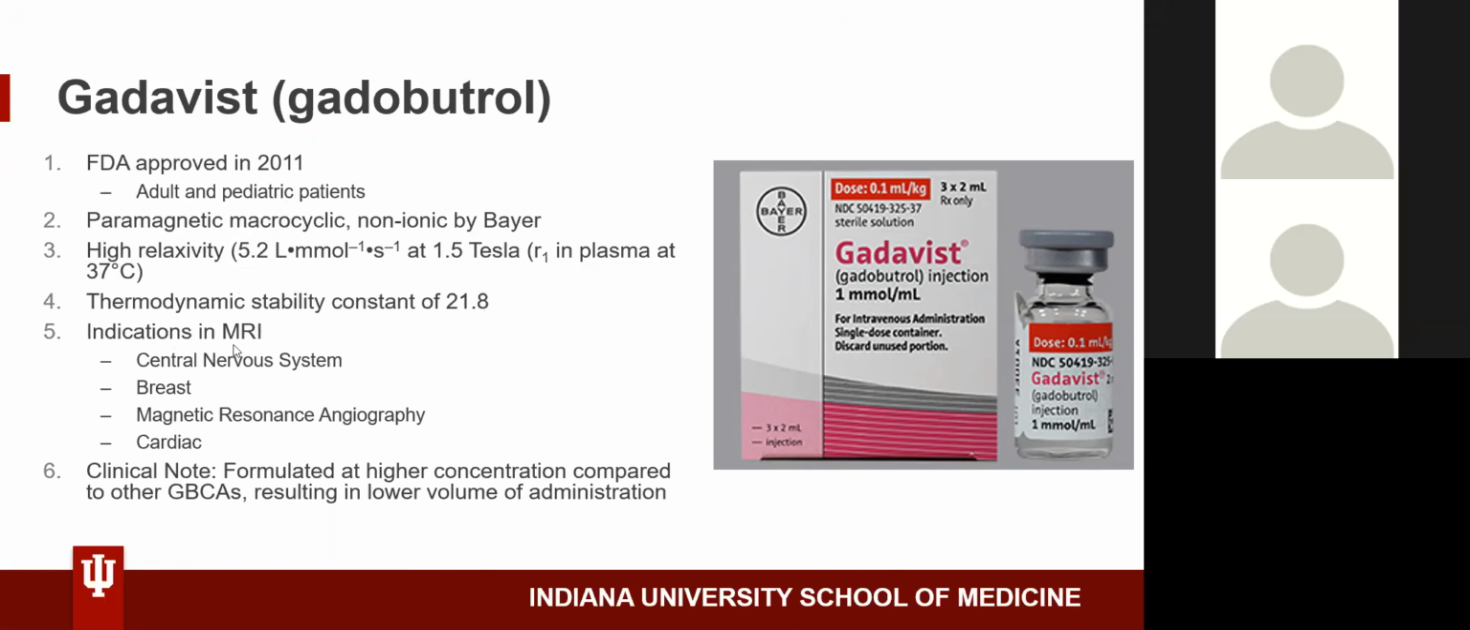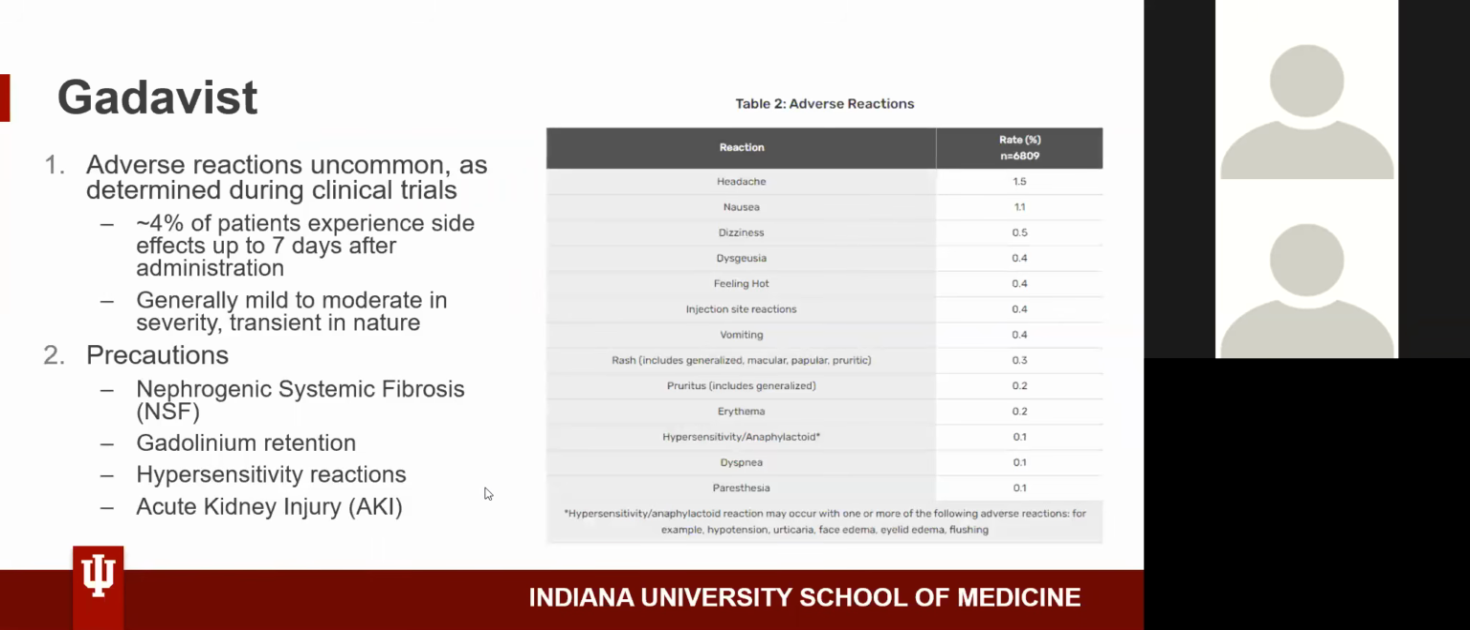It's indicated in MRI for imaging the central nervous system, the breast, in magnetic resonance angiography, and in cardiac imaging. And one clinical note about Gadavist is that it's formulated at higher concentrations compared to other GBCAs, which results in a lower volume of administration. That's something everybody watching this presentation knows better than me, I'm sure.